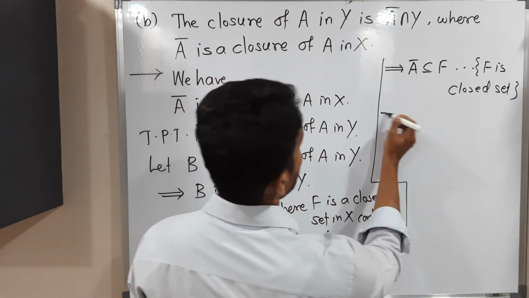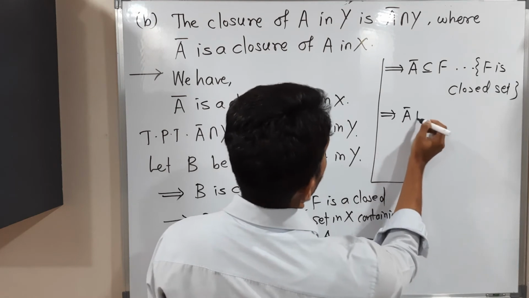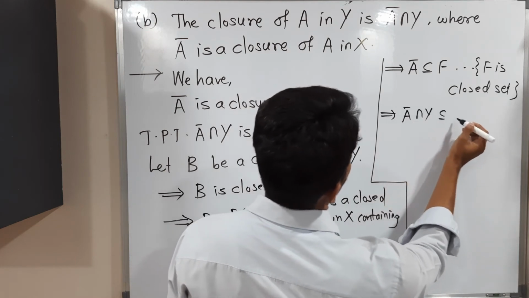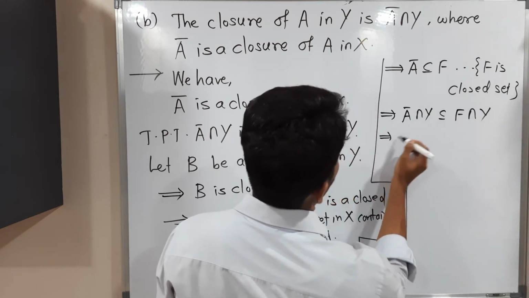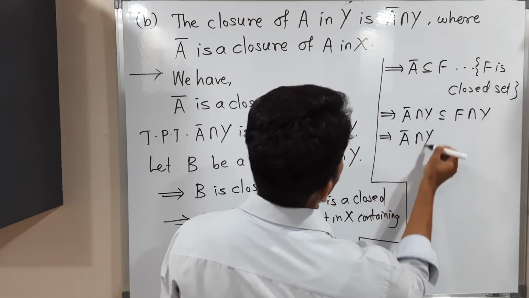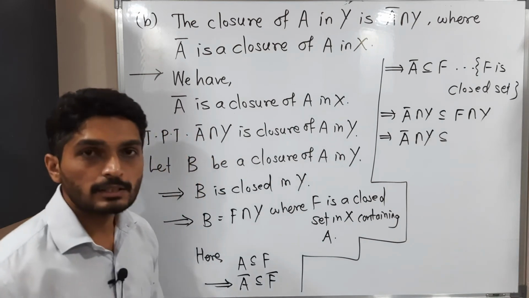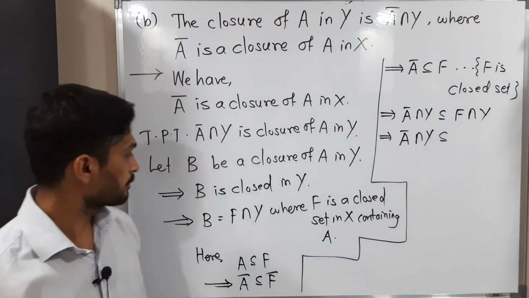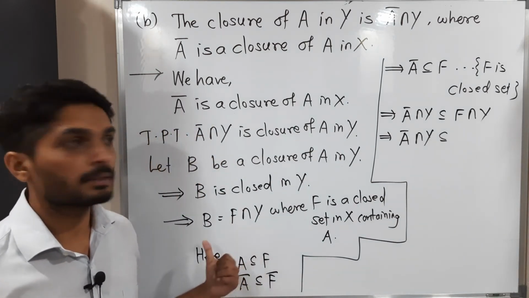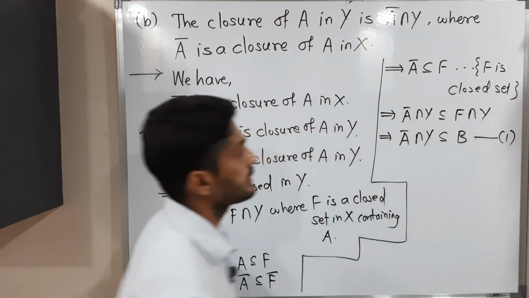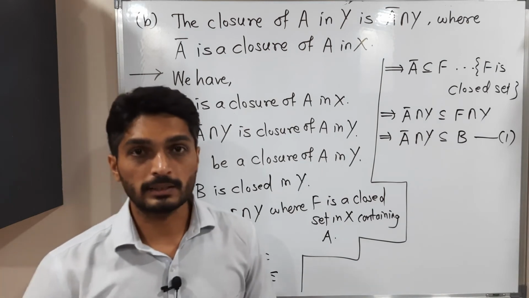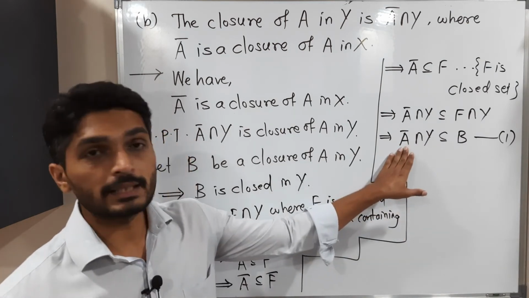So I will take intersection with Y on both sides. So A bar intersection Y is a subset of F intersection Y. We have seen somewhere, yes, F intersection Y is nothing but B. So this is a subset of B. I will call it statement number 1. This is a very important thing. So we proved that this is a subset of B.